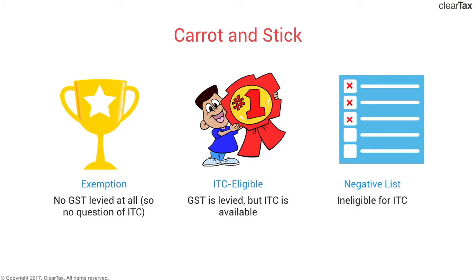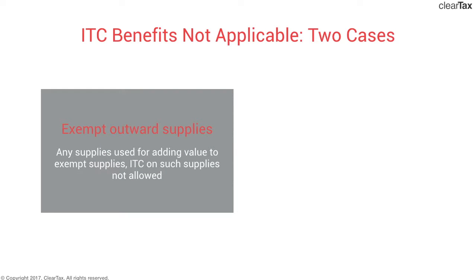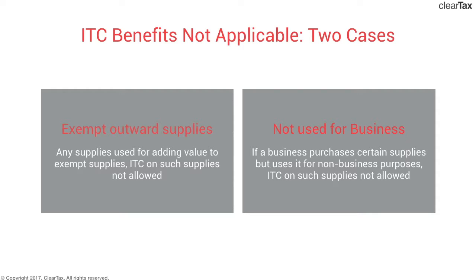We've already discussed the 3 types of supplies based on the carrot and stick approach that the government follows for incentivizing value addition. There are exempt supplies, or there are ITC eligible supplies, or there is a negative list. So there are 2 cases where ITC benefits is not applicable. One, where there is an exempt outward supply, any supply used for adding value to exempt outward supply, ITC is not available. And second, that it is not used for business. If a business purchases certain supplies and does not use it for business, then ITC is not available. In normal terms, supplies used for personal consumption.